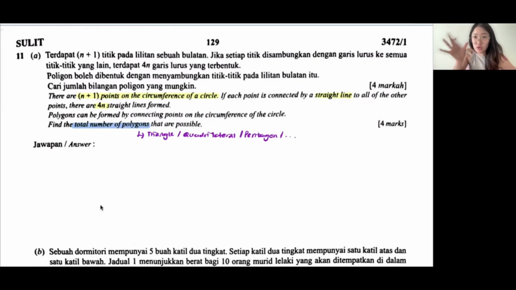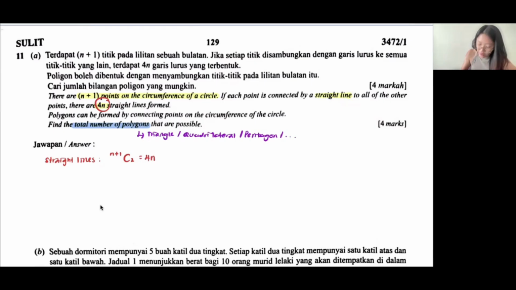Okay, for a straight line to be connected, you need to draw a straight line. You need at least 2 points, correct or not? All right, so to form straight lines over here, let me just write here straight lines. We have n plus 1 points on the circumference of the circle. Let's say there's 8 points. So 8 points, you need to choose 2 of them to draw a straight line. So same thing, I have n plus 1 here, so you're going to choose 2 points out from it. Then the question says you have 4n straight lines that is formed.